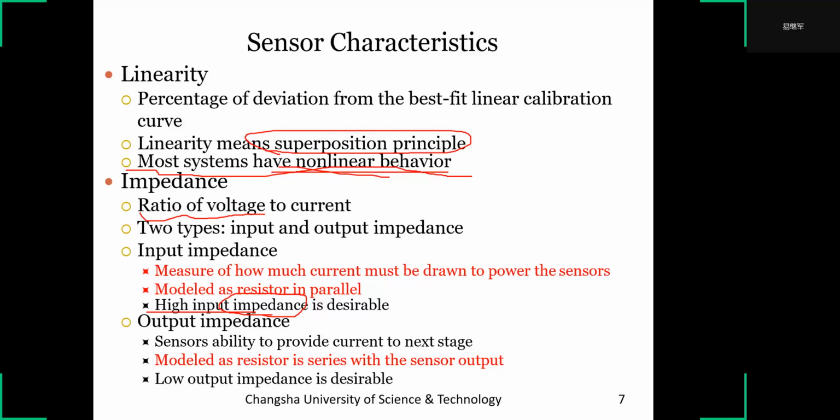The output impedance is the ability to provide current to the next stage, modeled as a resistor in series with the sensor output. Since it is in series, a low output impedance is desirable, which means zero is the best.